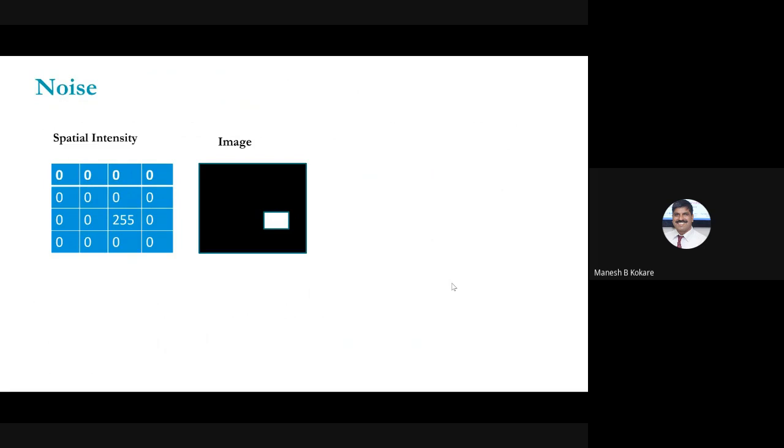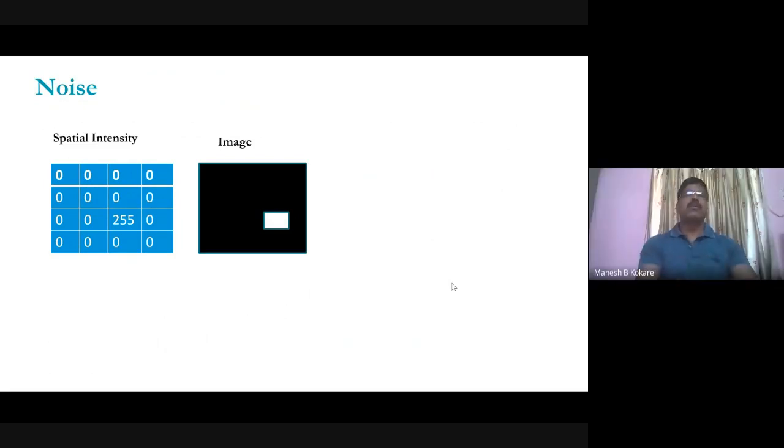Similarly, what is noise basically? See, I have a 4x4 image, with 4 rows and 4 columns, and most of the pixels have intensity equal to 0. Only one pixel has intensity equal to 250 pi, which is the maximum intensity. When you display the image, you will see a background and one white spot. This white spot is basically considered noise in the image.